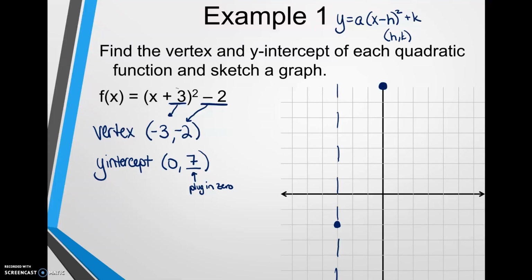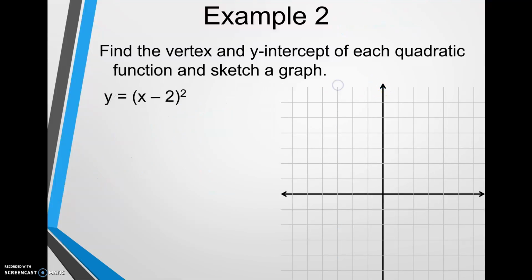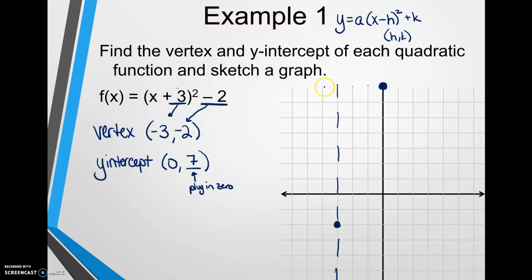Because the parabola is symmetrical, which is the correct version of that? Symmetric or symmetrical? Symmetrical. 1, 2, 3. We're 3 units away from that symmetry line, so go 3 units in the other direction. And you can reflect your y-intercept to the other side of the parabola. And then we can draw in our parabola shape.